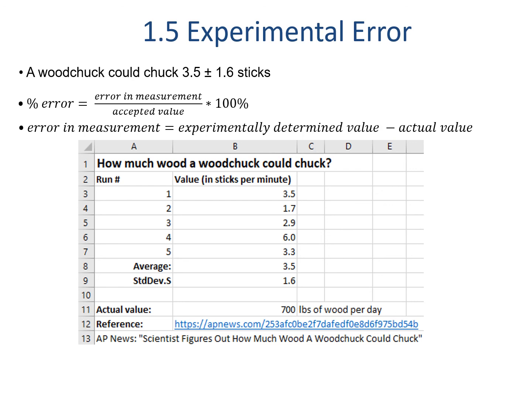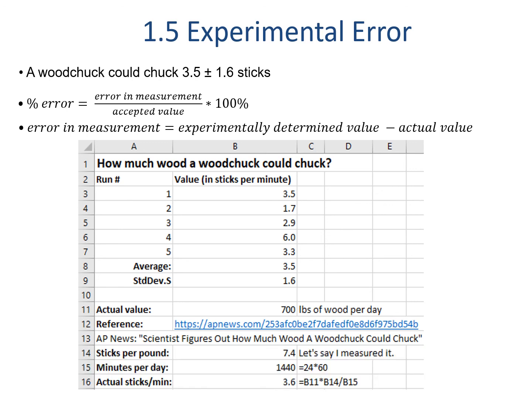So we need to use conversion factors to convert these. We can use a measured definition of sticks per pound and the exact definition of minutes per day to convert to an actual value of 3.6 sticks per minute, as shown. We calculate the percent error on the very bottom, as is shown in this formula. We take B8, the average, and subtract the actual accepted value from B16, and divide that whole calculation by B16.